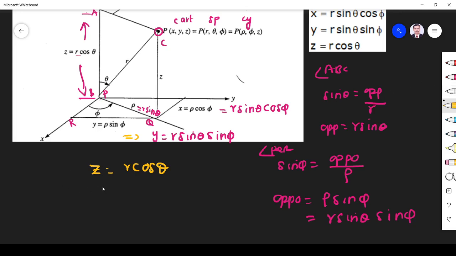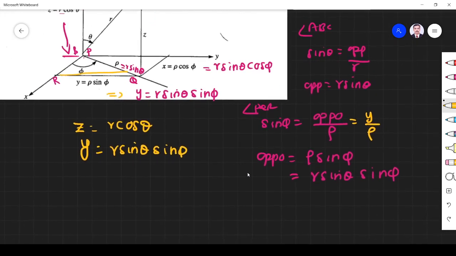So now I got y. Y is equal to opposite length, because this length is opposite. Opposite is my y by rho. That's what my opposite is. This is my y length. So y is equal to r sine theta sine phi. Now I find the adjacent side for this triangle.